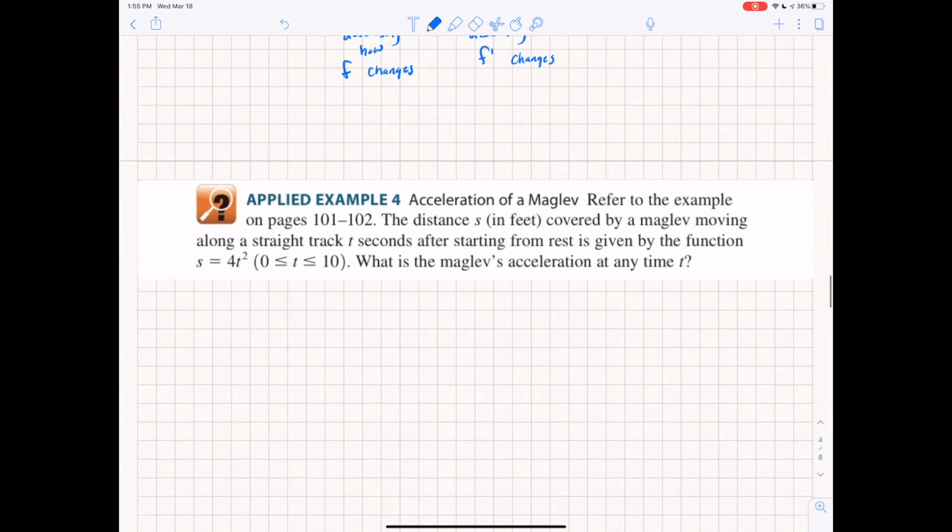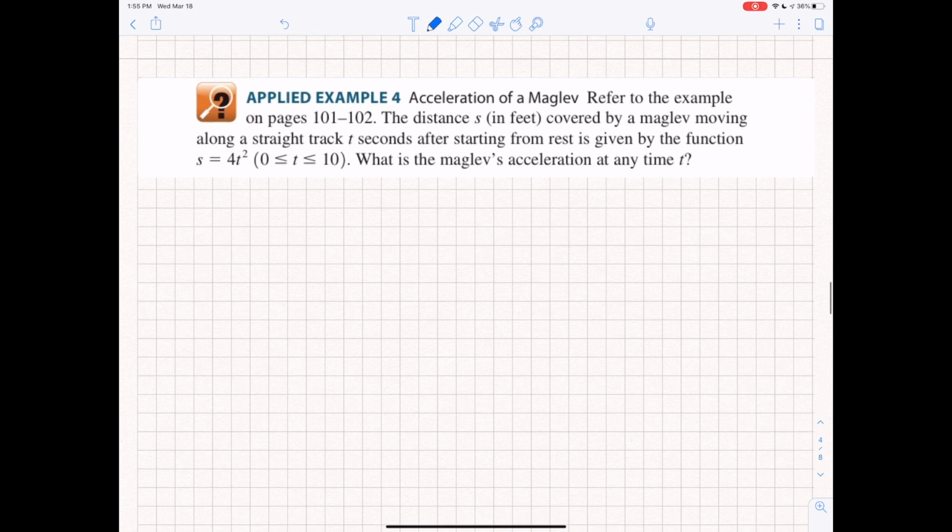And so this, all the wording and stuff like that should hopefully be a little familiar. But it says this, acceleration of a maglev. So this is a magnetic train. So something that sits and kind of floats and levitates. It's pretty cool, like a high-speed train. Refer to the example on pages 101, 102.